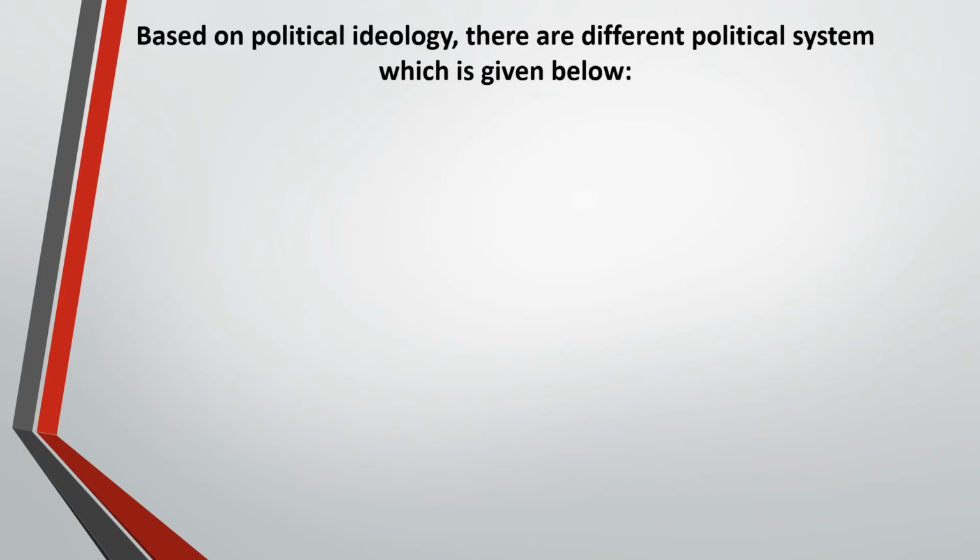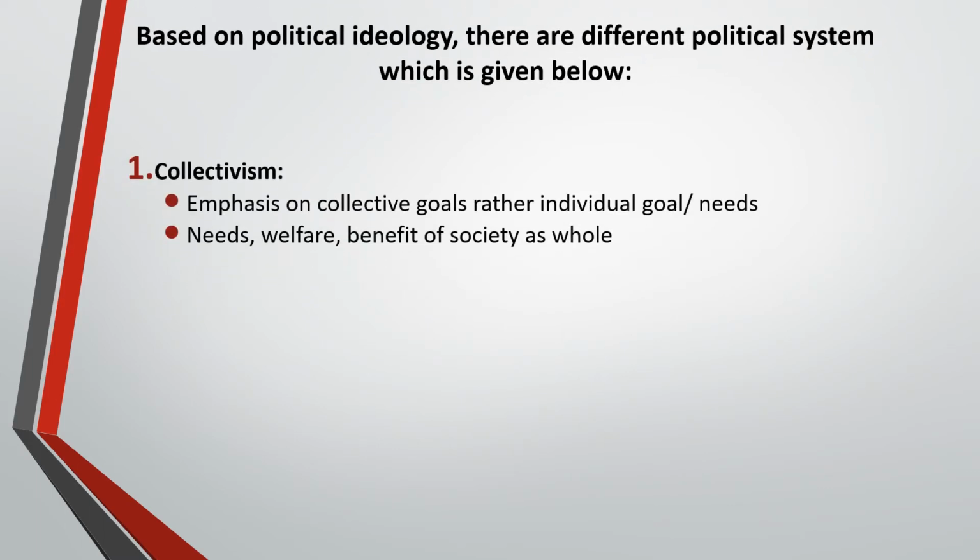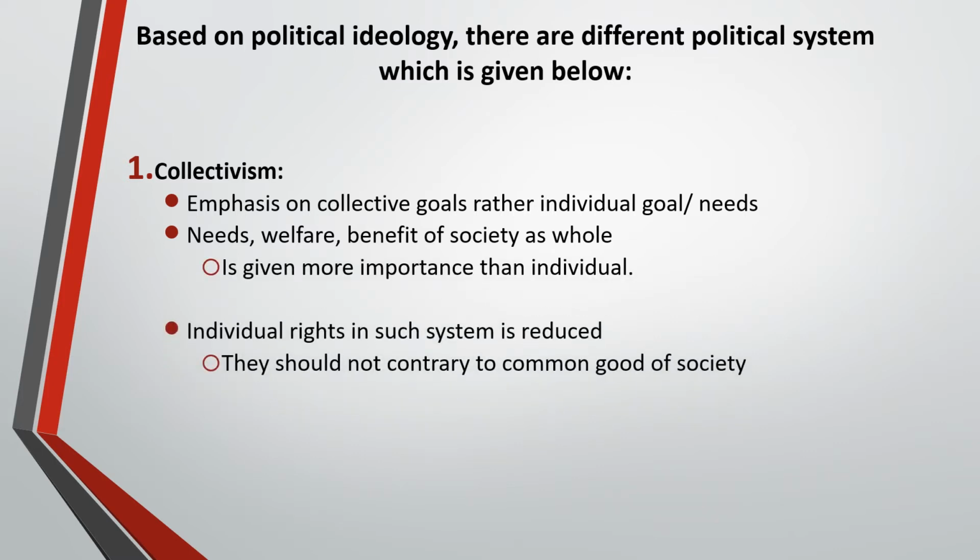Now coming towards political systems based on political ideology, there are different political systems given below. First is collectivism. It emphasizes collective goals rather than individual goals or needs. The needs, welfare and benefit of society as a whole are given more importance than the individual. Individual rights in such a system are reduced. This would not be contrary to the common good of society.